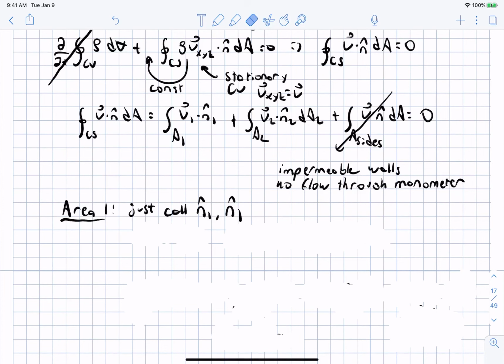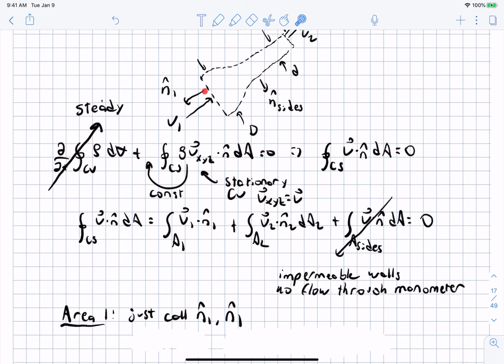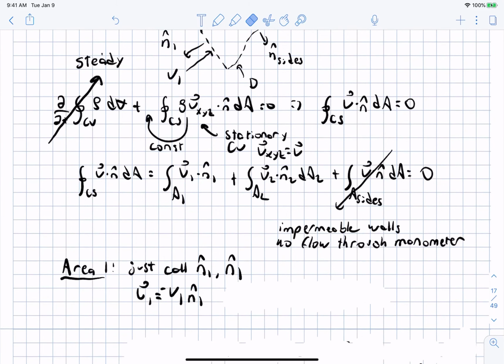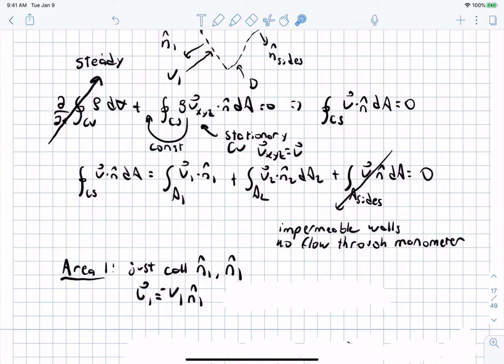And now for area 1, I'm just going to call this n hat 1. We don't really know theta, and I'm not going to do all the cosine stuff. I'm just going to call this some n hat 1. Okay, and because we know that fluid is going in and n hat is pointing out, we know that they are in opposite directions. And so we're going to define the velocity vector at 1 to be the velocity magnitude at 1 times negative i hat, because again, they are in opposite directions. Then that implies that V1 dot n hat 1 is negative V1 n hat 1 dot n hat 1. Well, n hat dot n hat, that's a unit vector, is just 1, and so we just wind up with minus V1.